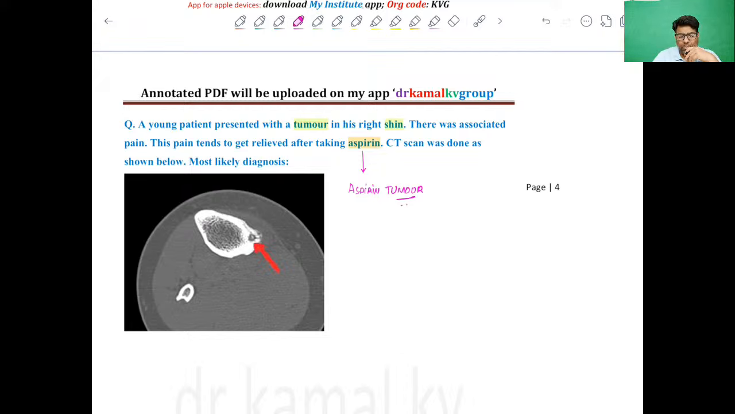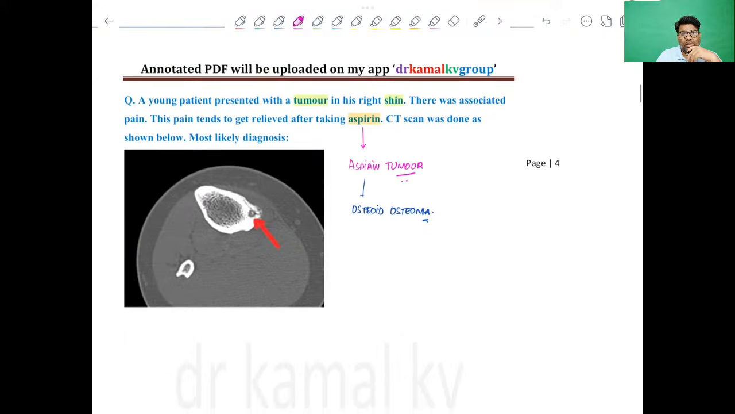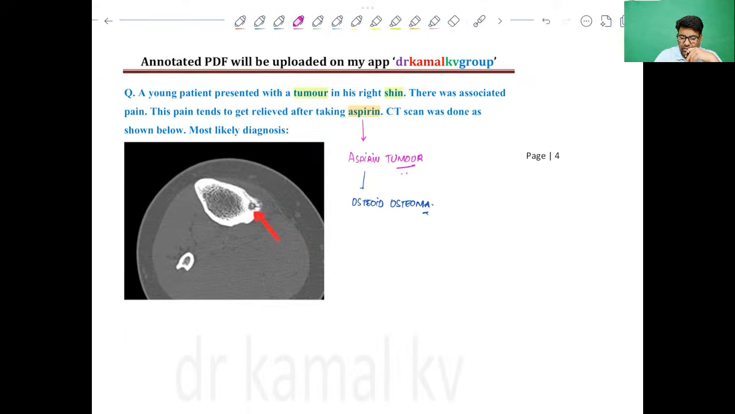right? So that's why this particular tumor is known as aspirin tumor, and otherwise this tumor is known as osteoid osteoma. Clear? So this is osteoid osteoma, which is the most common primary benign bony tumor, and classically it is found in the leg region, especially involving the tibia. And in the given CT scan, we can see the transverse section, and this is the fibula, and this is the tibia, right?